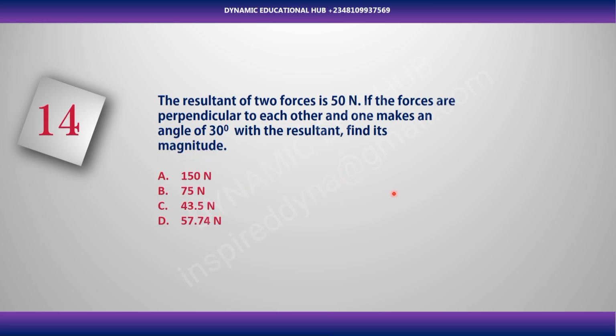Now to this question: the resultant of two forces is 50 Newton. If the forces are perpendicular to each other and one makes an angle of 30 degrees with the resultant, find its magnitude. Let's come back here. Perpendicular means they are inclined at angle 90 degrees to each other. They are normal. So the angle between the two forces is 90 degrees. Now one of them makes 30 degrees with the resultant.